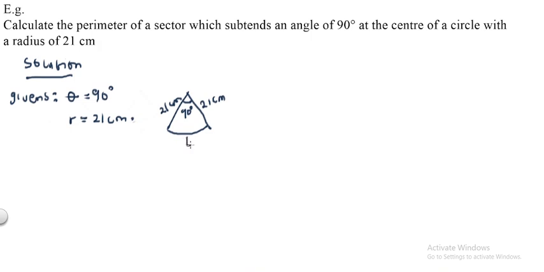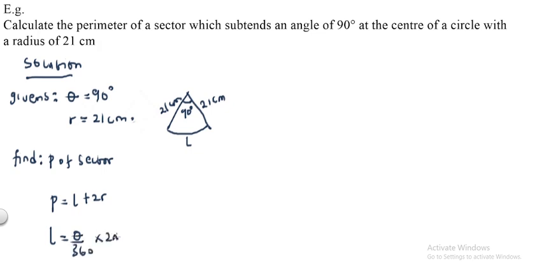We do not know the length of the arc. We are told to find the perimeter. So we need to get this, we need to add this, and add this. Now what we are supposed to find is the perimeter of sector, P of sector. We know that P of sector is equal to L plus 2R, but we do not know L. So we have to go and find L. L is equal to theta over 360 times 2 pi R.